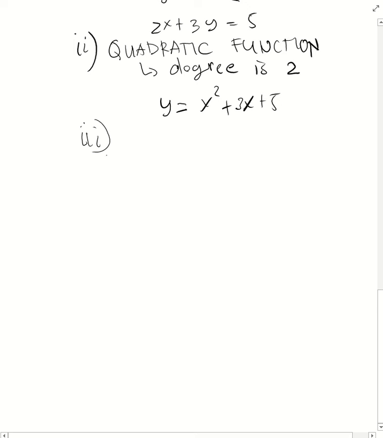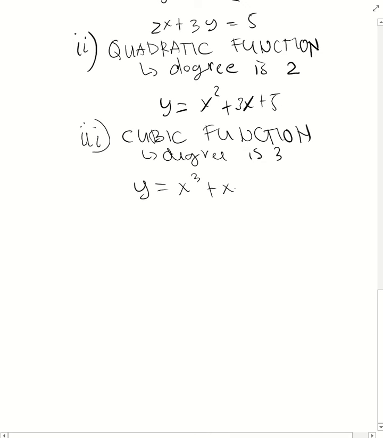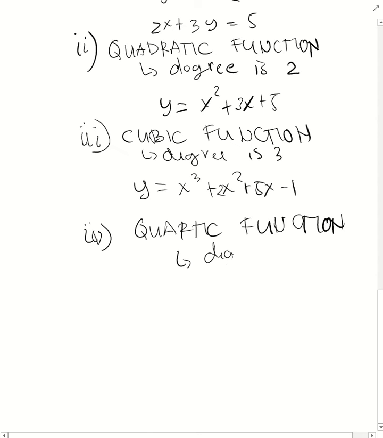Then if we go higher, the next one is if the degree is equal to 3, we call it a cubic function. Degree is 3. For example, y equals x cubed plus x squared plus 5x minus 1. And if it's equal to 4, we call it a quartic function. This one, the degree is 4: y equals 4x to the 4th plus 5x cubed plus 6x squared minus 2x plus 1.